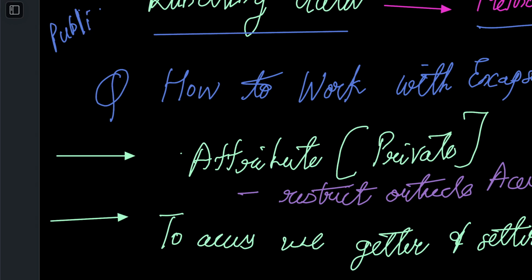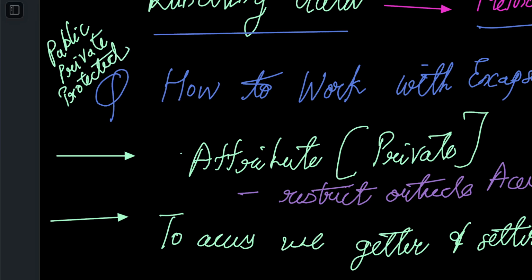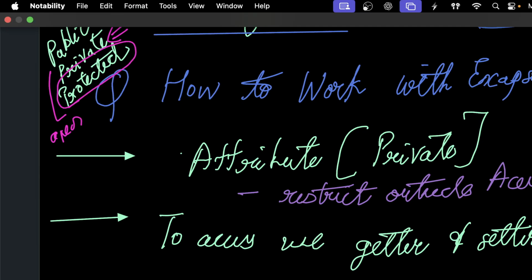You have different access modifiers as well. The major ones are public, private, and protected. Now private can be accessed from inside, restricting access from outside. Public can be accessed from anywhere, open to all. Protected is a combination of the behavior of private and public.